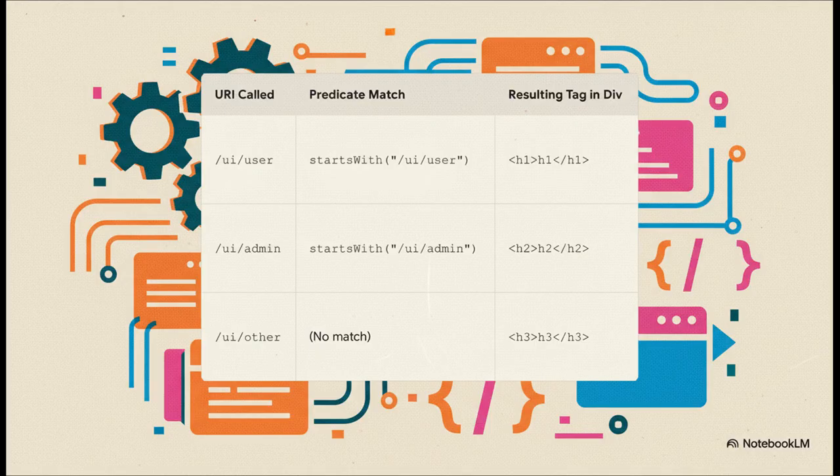This table just wraps all that up really nicely. You can see it clearly. If the URI is /UI/user, that first predicate matches. Bam, we get the h1. If it's /UI/admin, the second predicate matches, and we get the h2. And if it's something completely different, like /UI/other, neither of the first two match, so it falls all the way through to the final fail case, and we get the h3. Make sense, right?